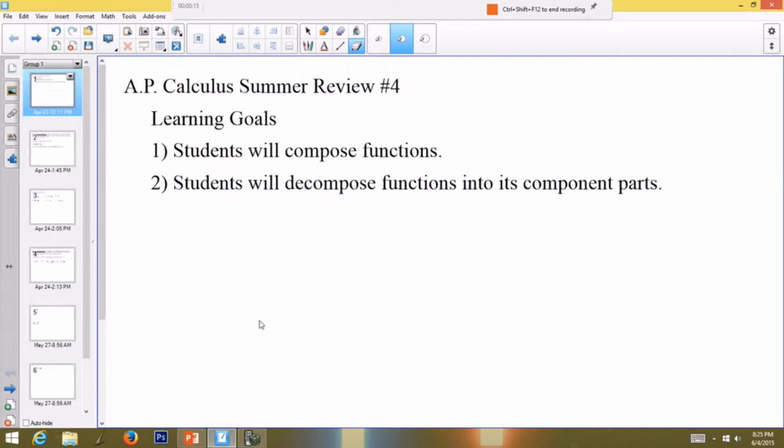All right, so we're going to talk about composing functions, and more importantly, we're going to talk about decomposing functions. This is something that we're going to use quite a bit over AP Calculus when we get to the chain rule. And so this is probably the one that we're going to use the most as far as our review stuff goes as we move into next year.